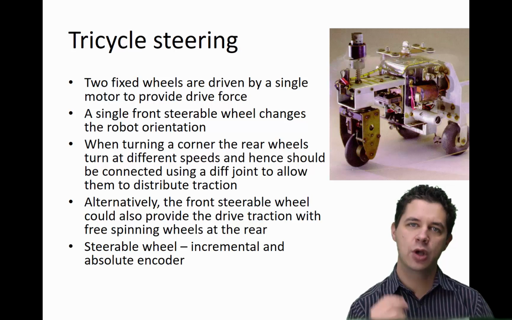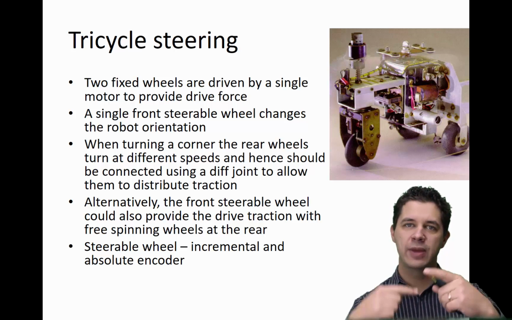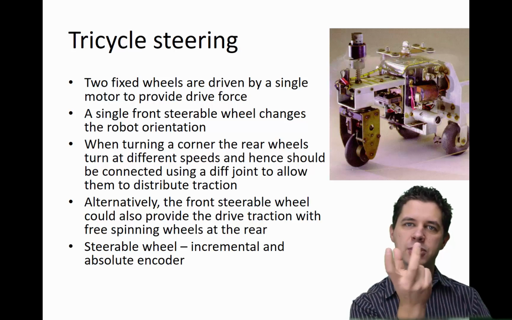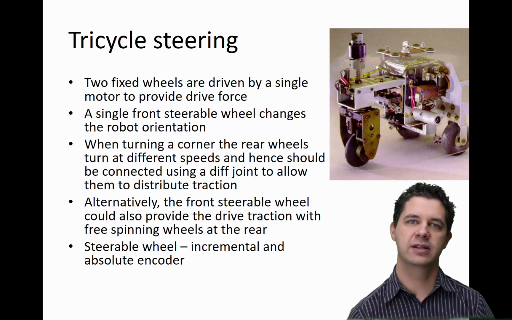Typically what we'd do is on our steerable wheel have both an incremental encoder and an absolute encoder. We'd have an incremental encoder to measure how far that wheel is actually turned, and an absolute encoder to allow us to determine what the angle of the wheel is with respect to the robot chassis.